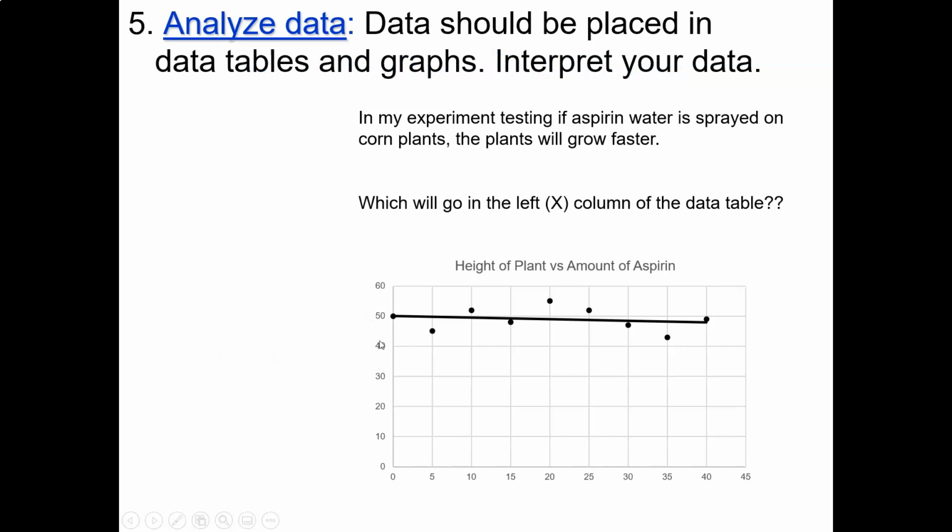So we do our experiment and we get our results. So this is the amount of aspirin down here, and this would be the height of the corn plant. And so this is my data for that. And what conclusion do I want to come up with? And I did a bad thing here by not labeling my axes. That's not good. Sorry about that.